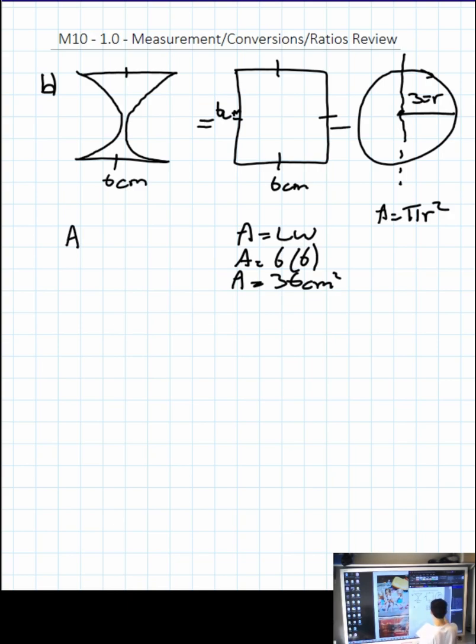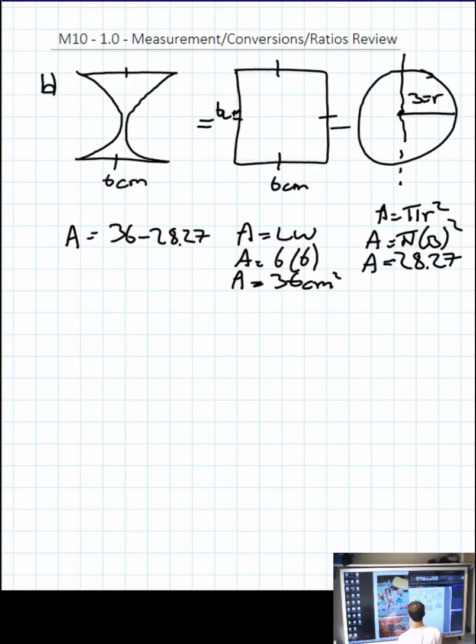So down the page, A equals pi times 3 squared. Therefore, A equals 28.27. So now back to the left, A equals, we're going to take the 36 and minus the 28.27. And we're going to get 7.73 rounded centimeters squared. So sometimes it's useful to find areas by figuring out different composite shapes that make that shape in a better fashion. All right.